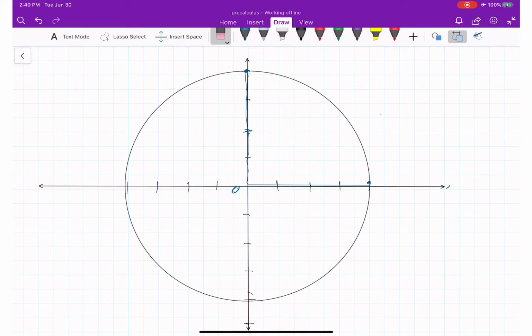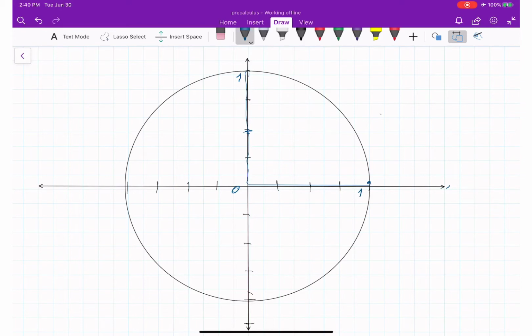Why do we call it the unit circle? Because the radius is 1. This is why we call it the unit circle. Radius is 1. Okay, so let's see.